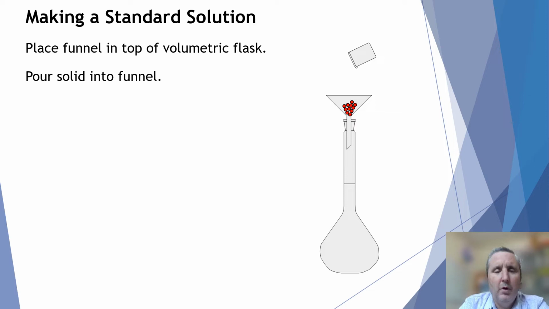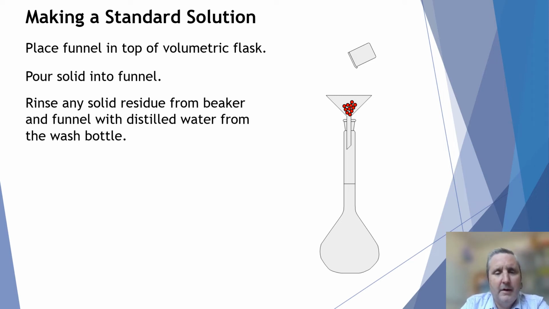Now, when we pour the solid into the volumetric flask, sometimes small fragments of the solid are still left in the small beaker. So what we have to do now is, this is where we use our wash bottle. We take our wash bottle and we rinse the inside of the small beaker with the wash bottle, and we then pour the liquid that comes out of that into the top of the funnel, and the liquid will drop down into the solid and wash it into the volumetric flask.